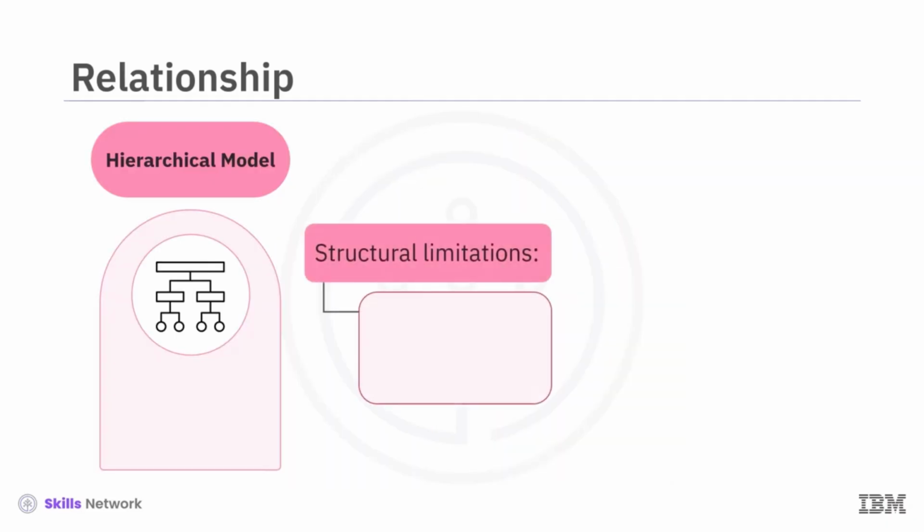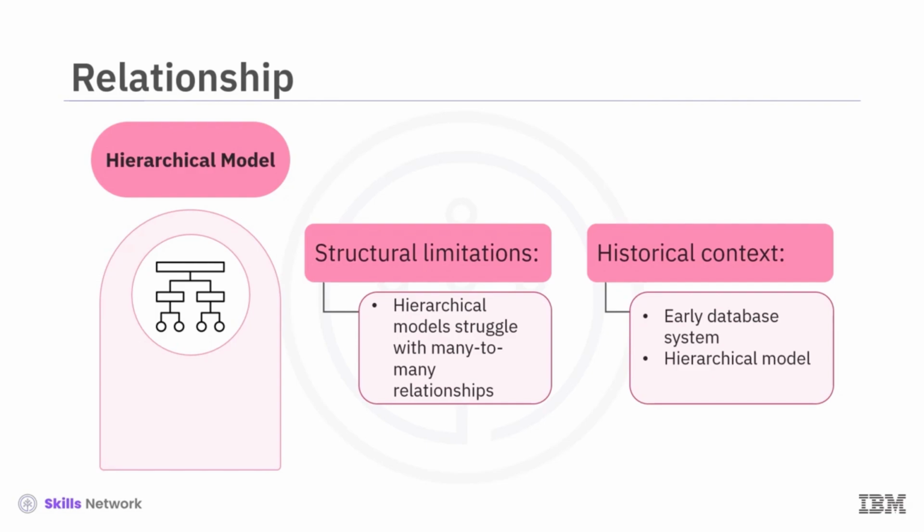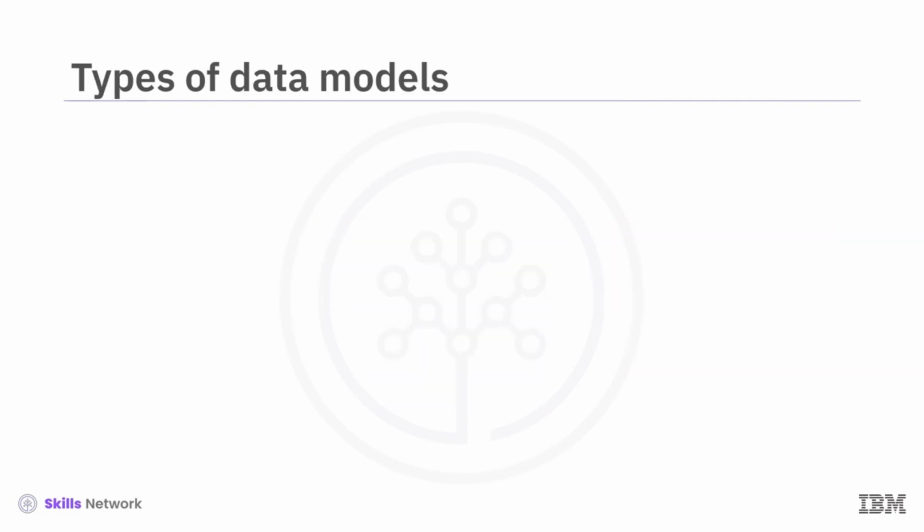Challenges arise with its structural limitations regarding many-to-many relationships, potentially leading to data redundancy. Rooted in the historical context of early database systems, the hierarchical model remains linked to the initial phases of information models. Let us now discuss the types of data models.